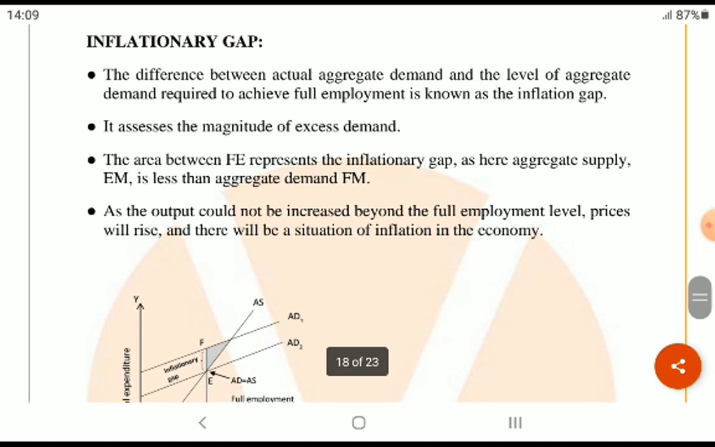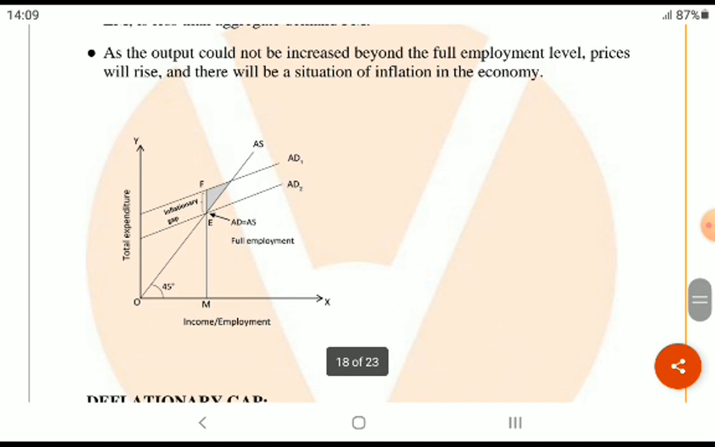Next is inflationary gap. The difference between actual aggregated demand and the level of aggregated demand required to achieve full employment is known as the inflationary gap. It assesses the magnitude of excess demand. The area between FE represents the inflationary gap, as here aggregated supply EM is less than the aggregated demand FM. As the output could not be increased beyond the full employment level, prices will rise and there will be a situation of inflation in the economy.